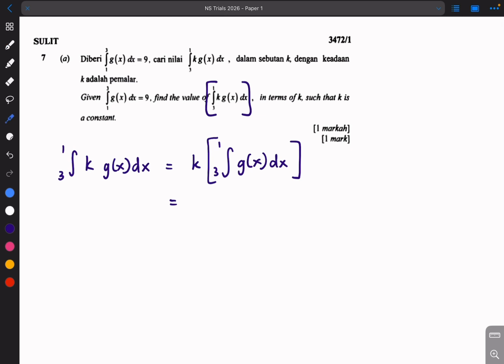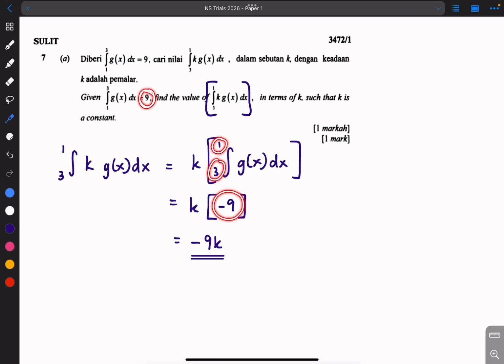Then since the integral from 3 to 1 of g(x) dx is 9, the integral from 1 to 3 of g(x) dx would be -9. So this will be -9k. You don't have to integrate. You just have to know that when the limits are reversed, you make it negative. So 3 to 1 being +9 means 1 to 3 would be -9. So this will be our answer. This is just a 1 mark question.